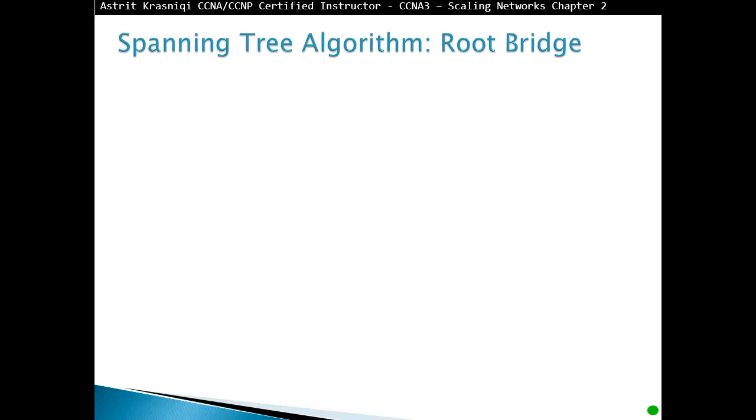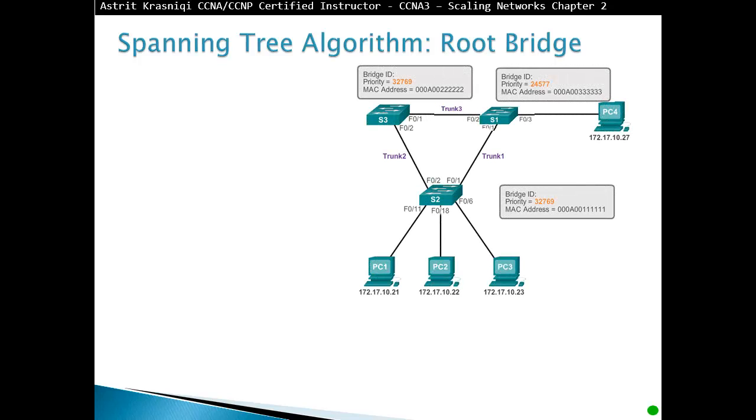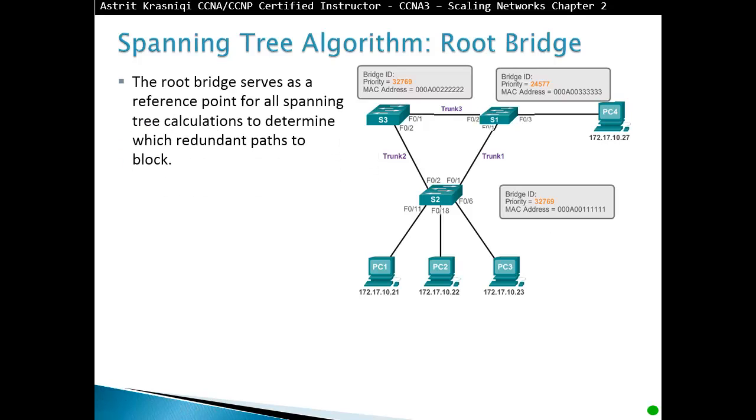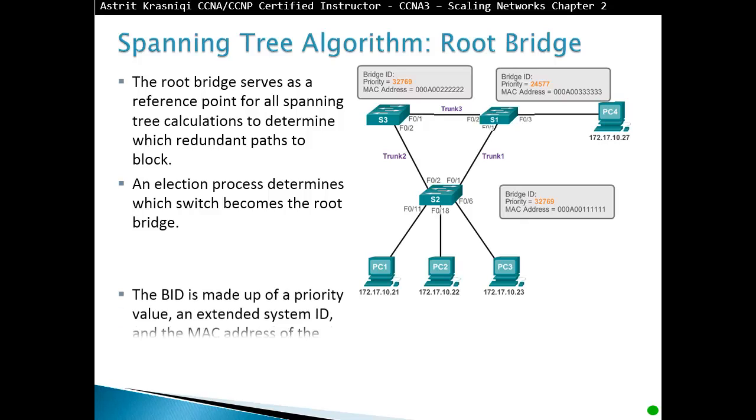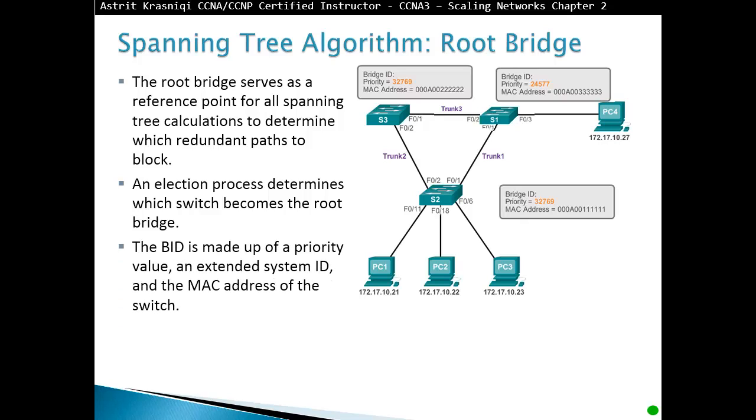So, the spanning tree algorithm: how to find out the root bridge. If we look at this, these are our 3 switches here. We have switch 1 at the top, then 2 and 3. The first thing that we're going to look at is the priority. The root bridge serves as a reference point for all spanning tree calculations to determine which redundant paths to block. An election process determines which switch becomes the root bridge. So we need to have an election. The bridge ID is made out of a priority value, an extended system ID, which represents the VLAN it belongs to, and the MAC address of the switch.